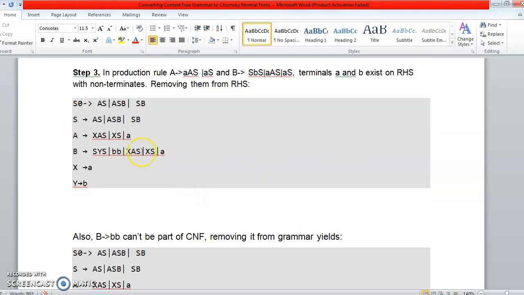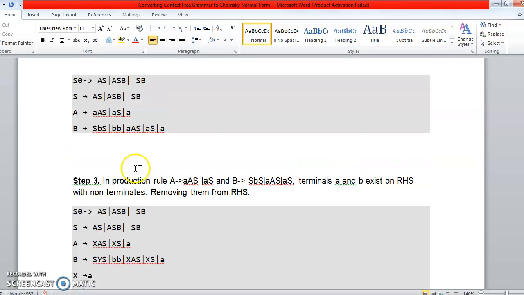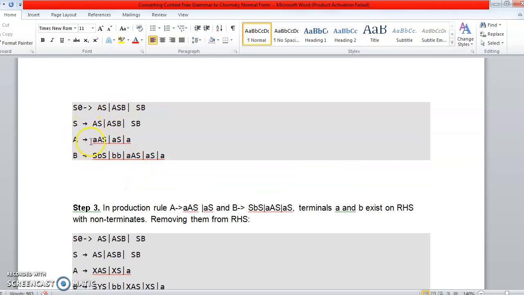Okay, now come to step 3. What have we taught in step 3? If I find this type of production, which is a mixture of terminals and non-terminals, then we have to split it. Here in the third line we find productions with terminals and non-terminals, and also in the fourth line, productions with mixtures of terminals and non-terminals in the right hand side, this one and this one.